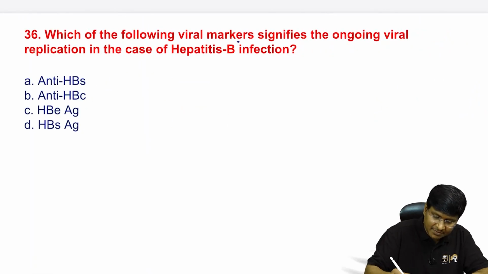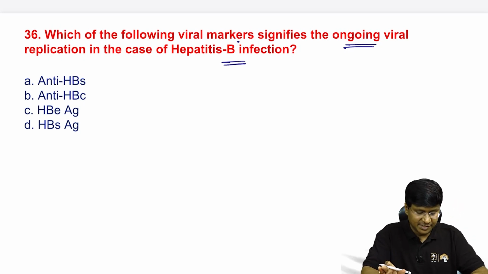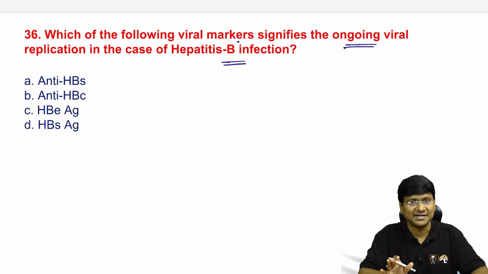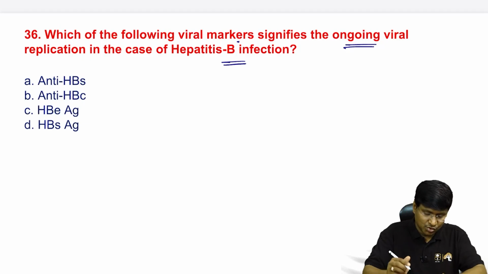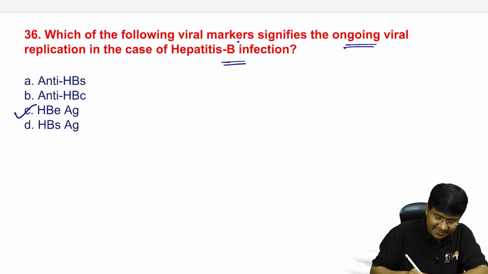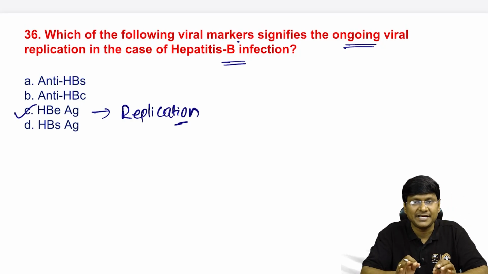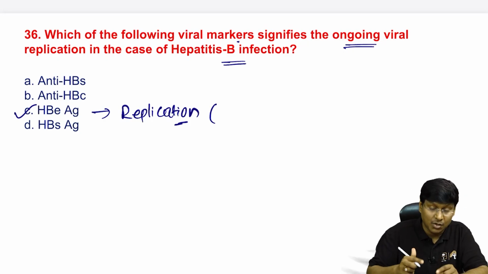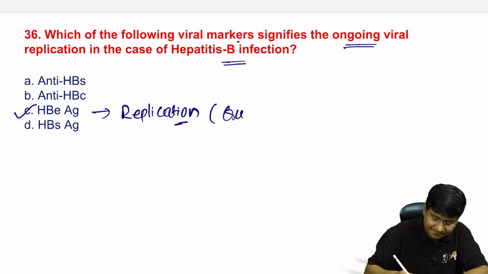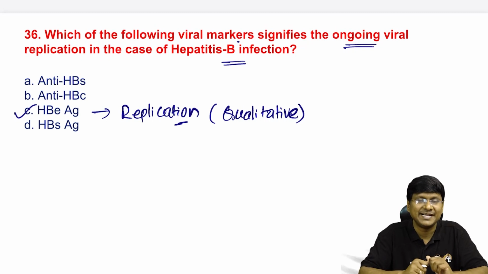Now, which of the following viral markers signifies ongoing viral replication in hepatitis B infection? Anti-HBsAg, anti-HBc, envelope antigen and surface antigen. This is what I was discussing in the previous question. It is the envelope antigen that tells you that the hepatitis B virus is replicating. Envelope antigen is a qualitative marker of replication, whereas the quantitative marker is the HBV DNA level.